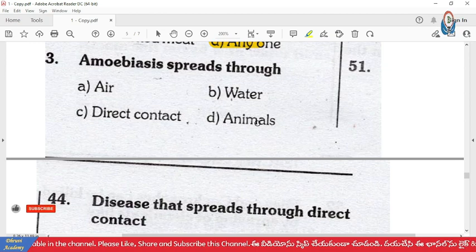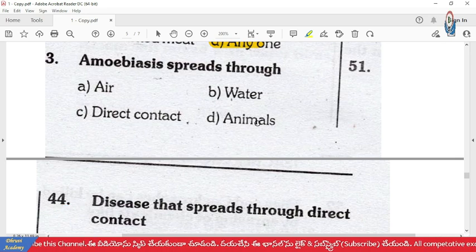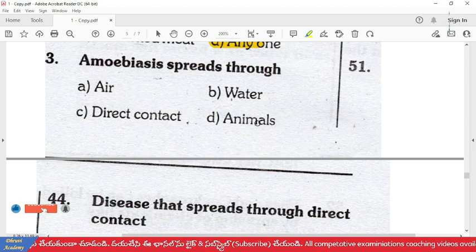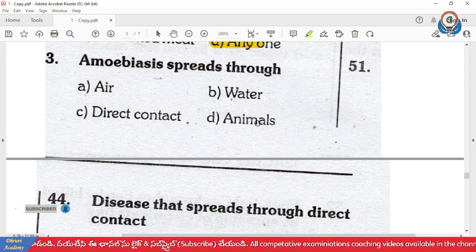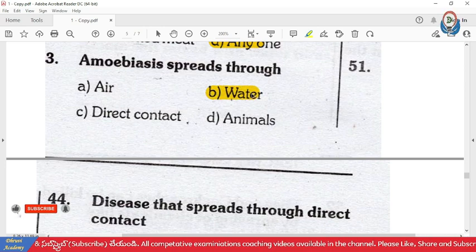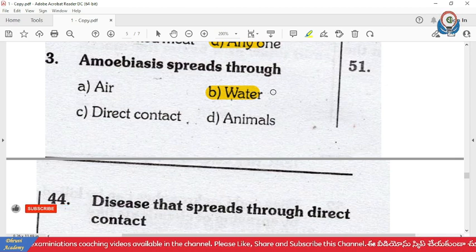Next, amoebiasis spread through: is it A, air, B, water, C, direct contact, or D, animals? Amoebiasis is spread through water. In the exam, if food is given as an option, it's spread through water and food also.